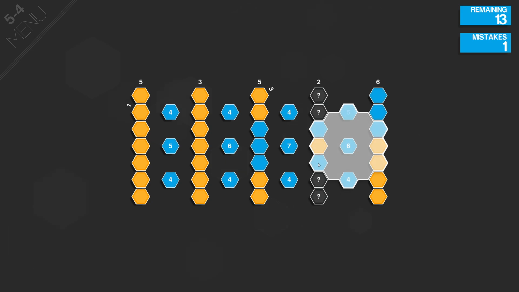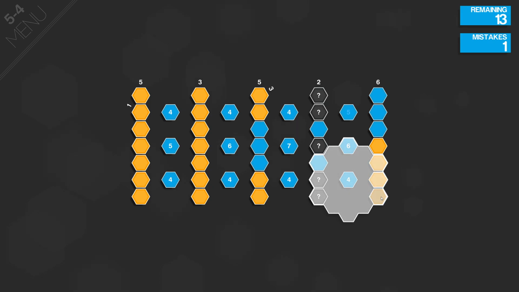1, 2, 3, 4, 5. This 2 now has 2 in it. So one of these and one of those. I guess we can't know which. 1, 2. 2 here. So this must be blue.